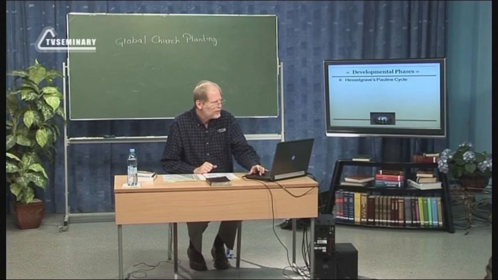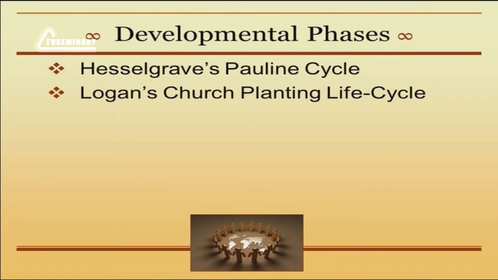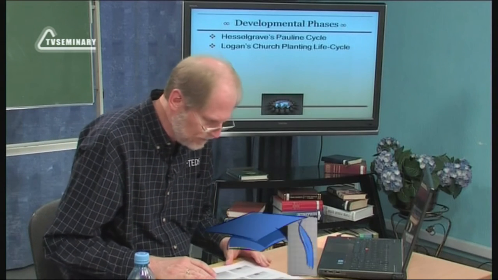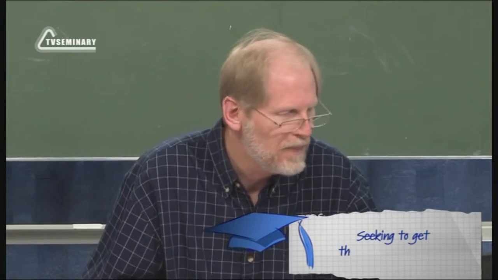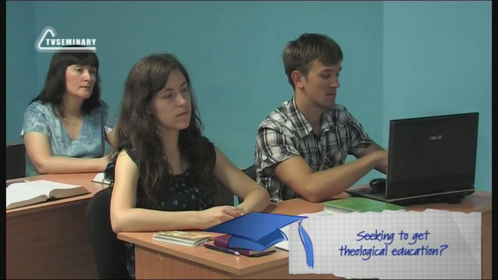It's pretty straightforward. Another way of looking at the development of a church was developed by Robert Logan, Bob Logan, the church planting life cycle. And this has been adapted and changed around and used by quite a few different people who have written and taught on church planting. And he uses the biological life cycle. To sort of summarize his way, he's looking at the life of the church.